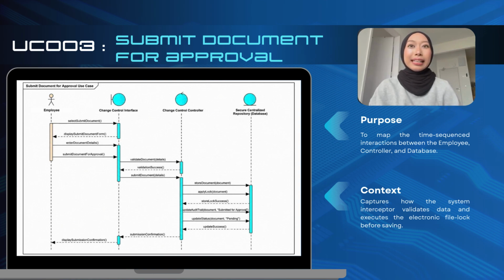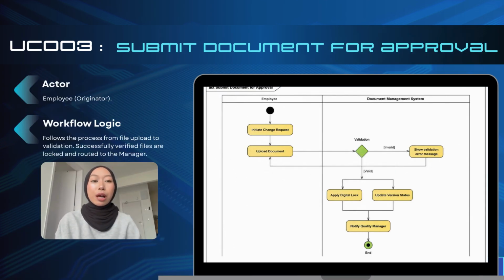So next is the sequence diagram for use case 3. It maps the timing of messages between the employee and the system. Here, the controller acts as a security gate, ensuring the document is logged and validated before it is committed to the database. Very straightforward.